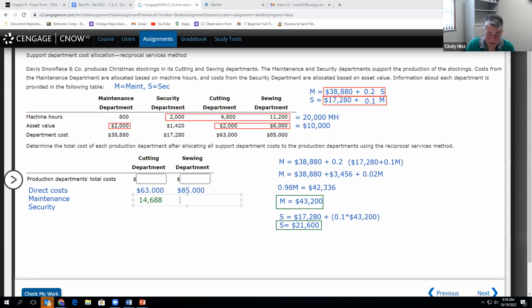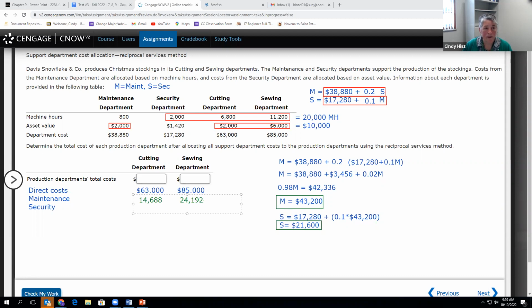The sewing department is 11,200 of the total 20,000 machine hours. Multiply that by the 43,200 cost for the maintenance department. That's 24,192.